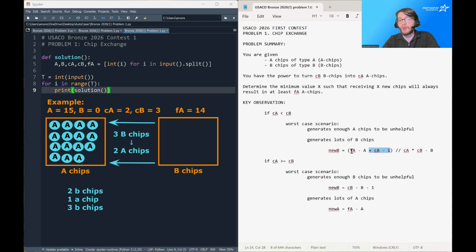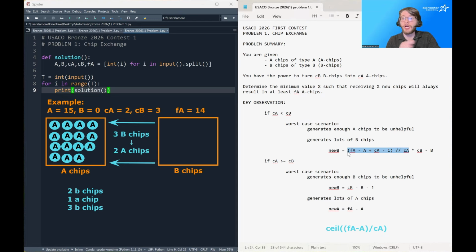So the key idea, what we're really looking at here, is simply the ceiling of f of A minus A divided by C of A. This extra plus C of A minus 1 thing looks a little confusing, but it is just a trick that allows me to round up instead of round down in my division. So this is going to give me exactly how many copies of C of A I need in order to reach my target.